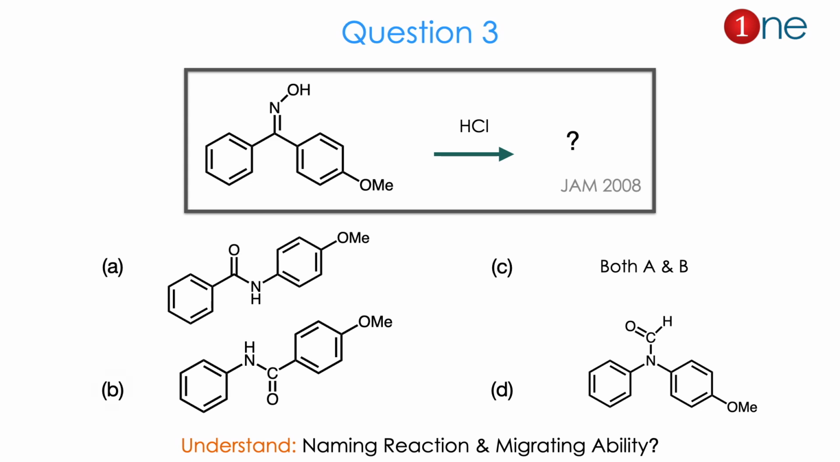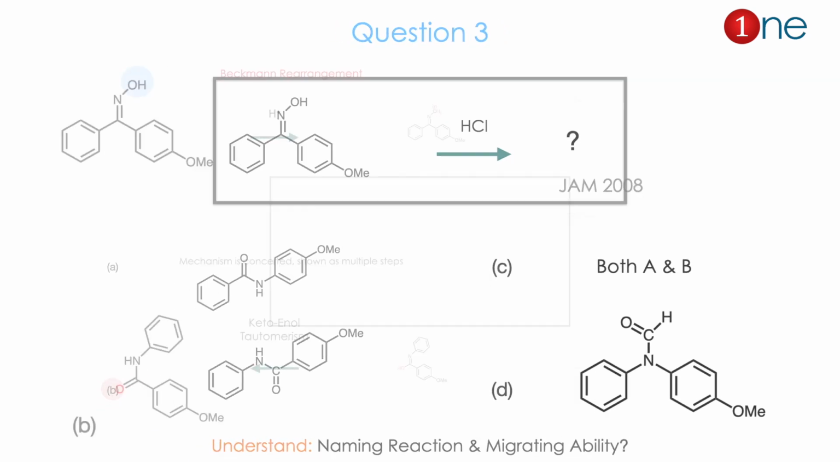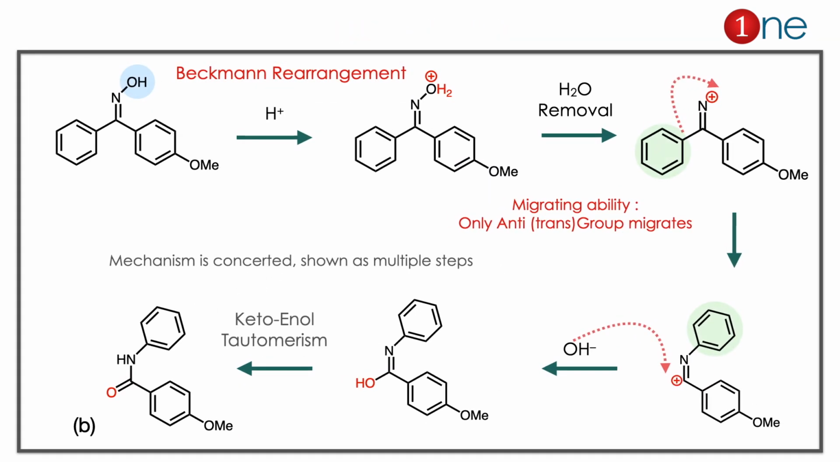The products are amide formation. The amide formation, nitrogen formed near the anisole or to the benzene, or amide formation with N double attachment, which is N-benzyl and N-anisole attachment. So from the reactant to product you might realize that a naming reaction is involved as well as the migrating ability of attached groups are important. The answer is B. Let us see how.